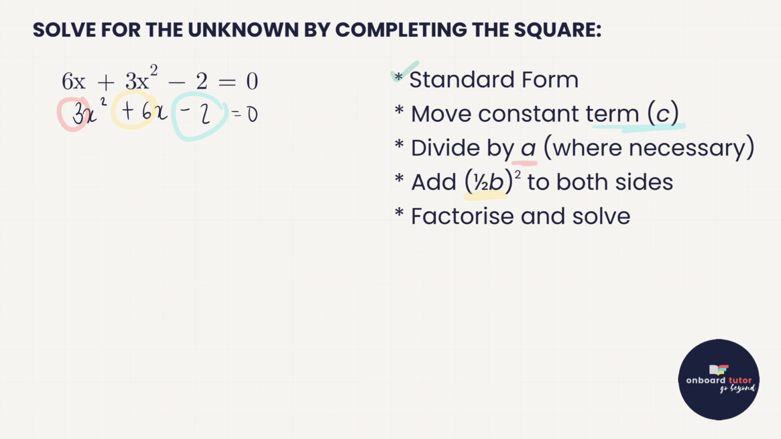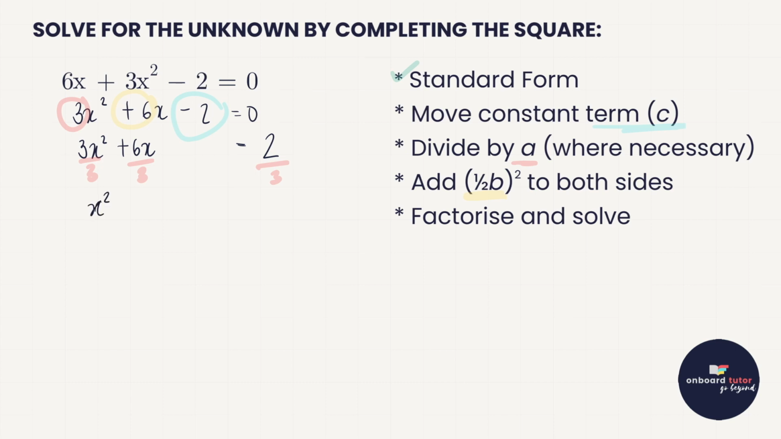Step 2, move the constant term across. So 3x squared can stay, plus 6x can stay. That minus 2 moves over and it becomes a positive 2. Then we are asked to divide by a where necessary. So now the a value is not a positive 1, which means we have to divide everything by a, because what we want is 1x squared as our first term.